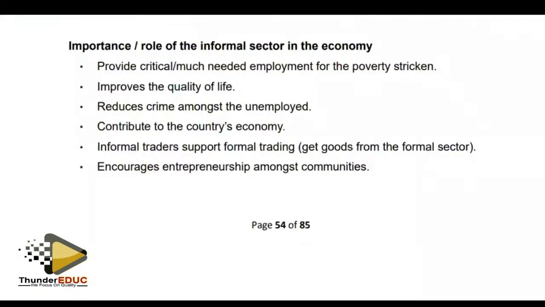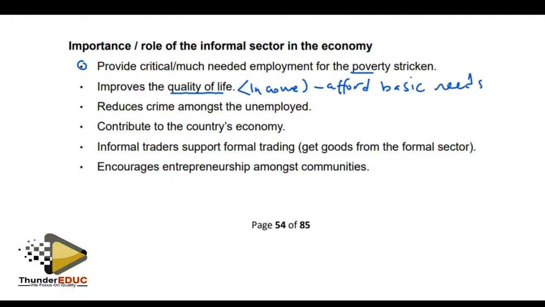The importance or the role of the informal sector in the economy. One, it provides critical, much needed employment for the poverty-stricken. Like we said, because of the informal businesses, many people are able to employ themselves or start up something, which at the end will reduce their poverty levels and improve the quality of life, because at least they are able to earn an income, meaning they're able to afford some of their basic needs, and so improve their lives.